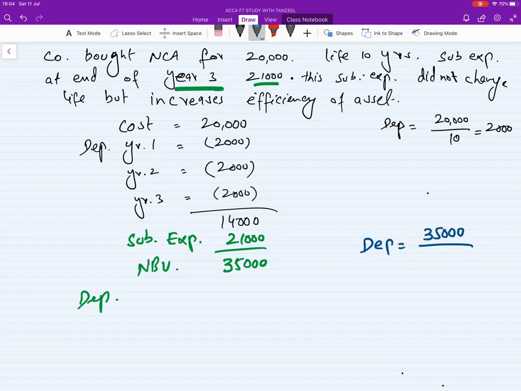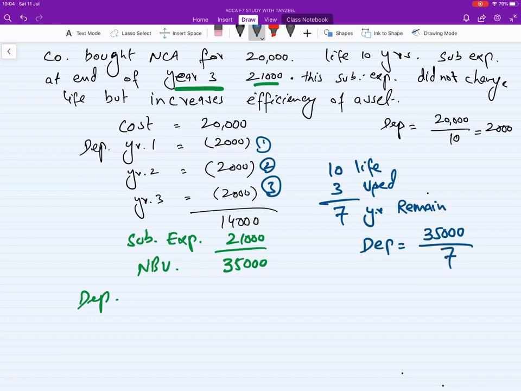New cost was 35,000. And what is the life? 10 years was the life. Okay, how many have you used? 1, 2 and 3. So it means 3 years used. How many remaining life? 7 years remaining. So 35,000 divided by 7 means 5,000 is your new depreciation. In this year, the new depreciation is 5,000. So it means 30,000 is going to be the NBV.